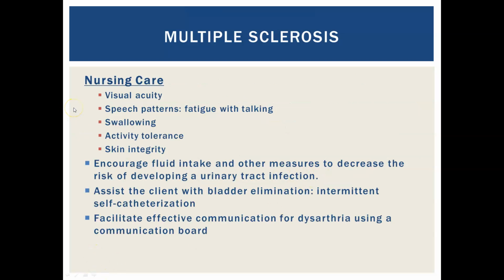So we're assessing for visual acuity, checking their speech patterns, right? Do they become fatigued with talking, difficulty swallowing? We talked about activity intolerance. Because you have issues with paresthesia, you can have issues with skin integrity. We want to make sure that we're encouraging them to drink fluids or giving them lots of fluids to help prevent further infections, so UTIs. We may have to assist them with bladder and bowel elimination. We may have to help them communicate because of the dysarthria, so we can do that via a communication board.